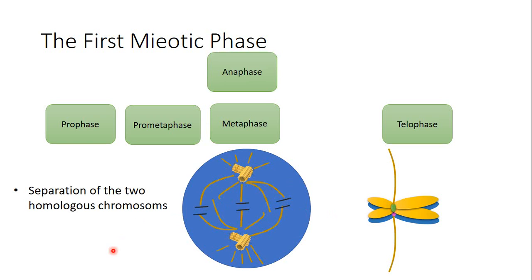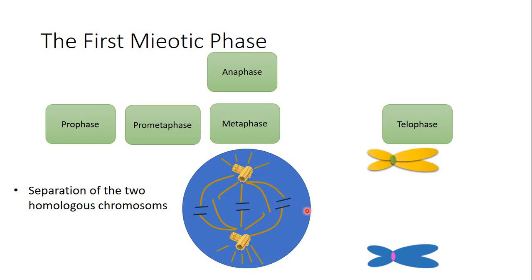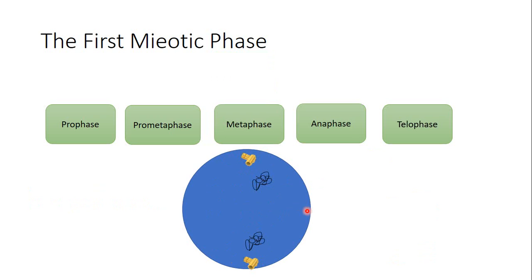We have the separation of two homologous chromosomes. So every homologous chromosome will be pulled to one pole of the spindle, like this. And then at the end of the anaphase, we will get one centrosome and one set of DNA on every pole, or every side, of this cell.